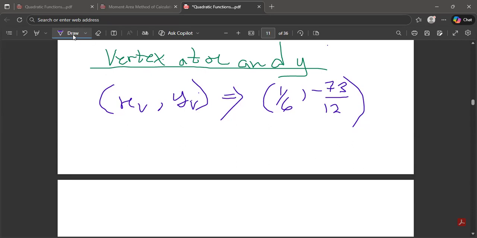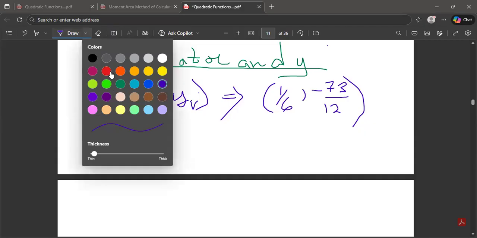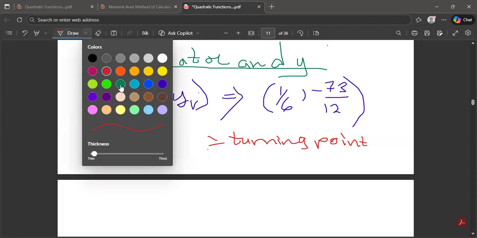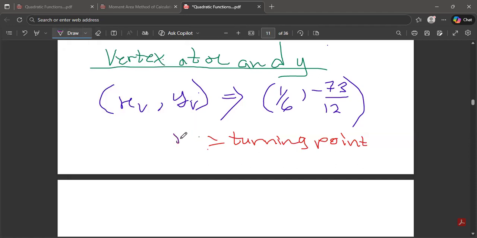Always take note. I said that x is always the turning point. X is equal to what? Turning point. Because of you, I'm writing it again. Always the x is equal to the turning point. It's not even just x, but x subscript V. Let me use a different color pen again. So this is x subscript V. It's always the turning point, and y subscript V is equal to what?